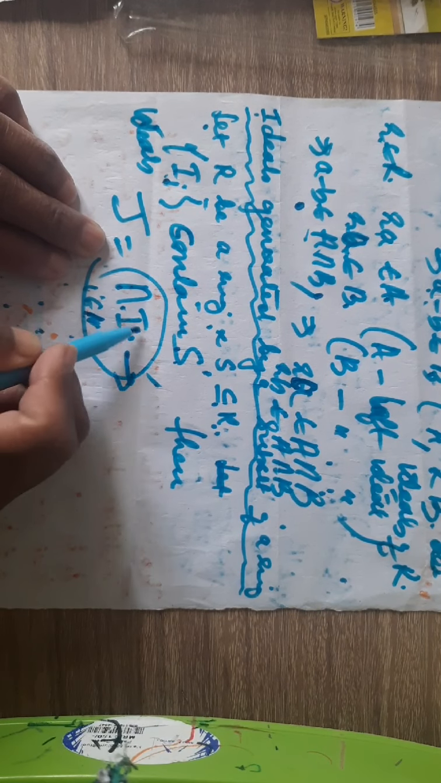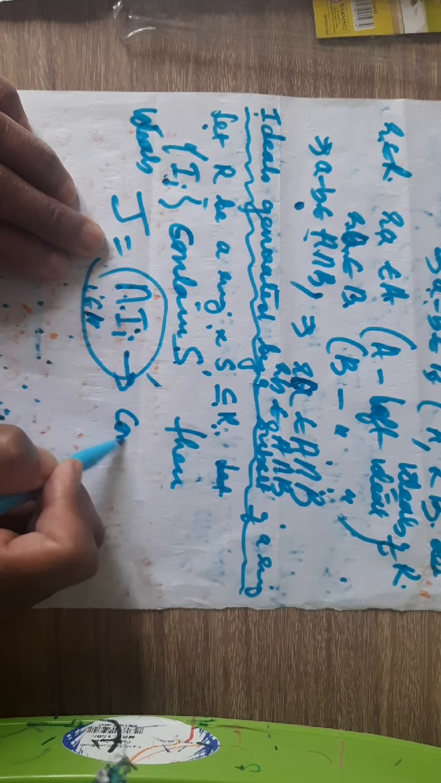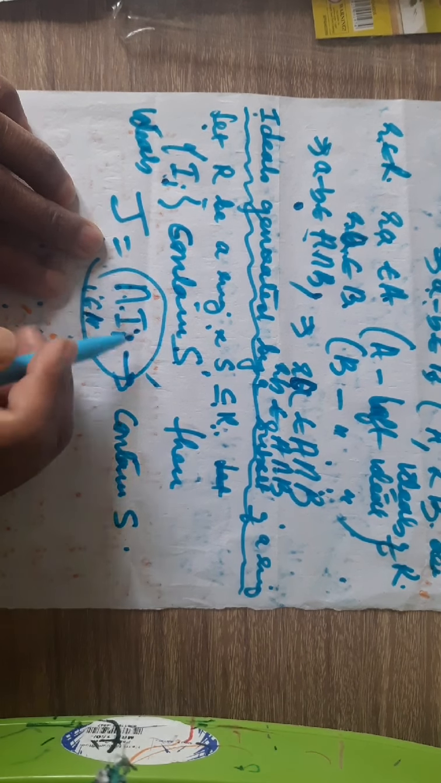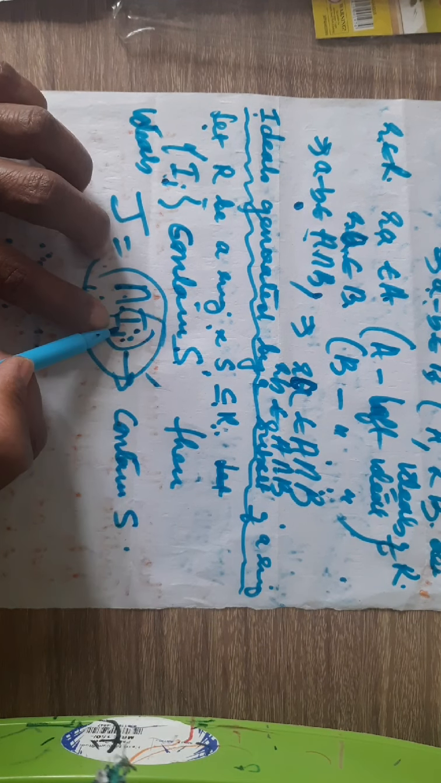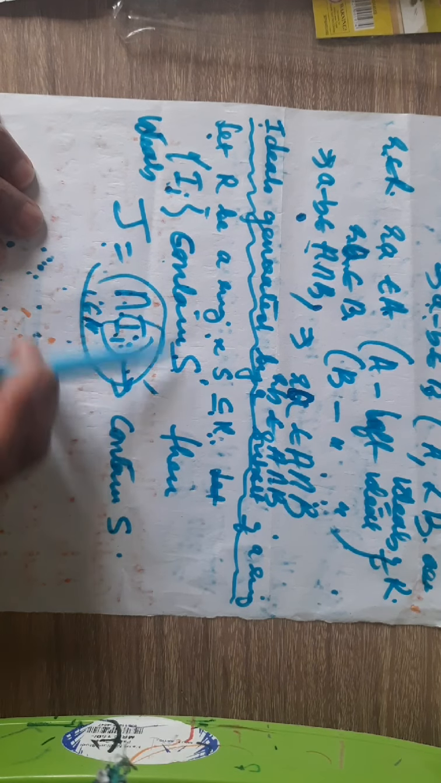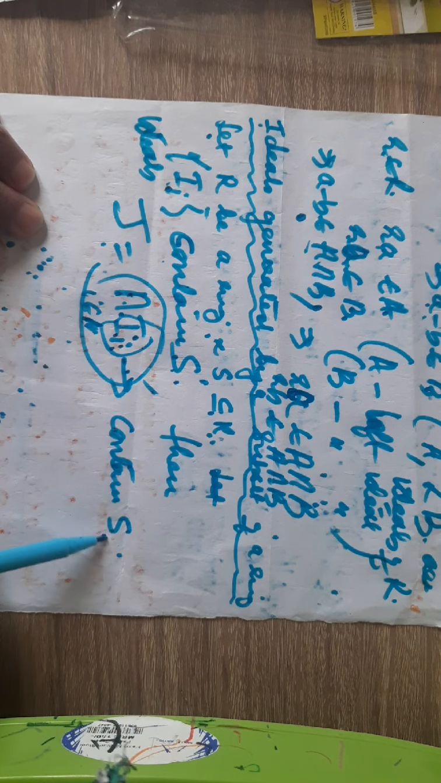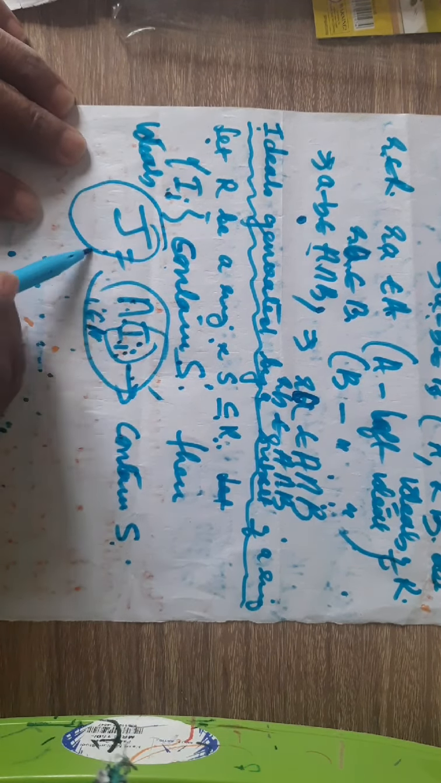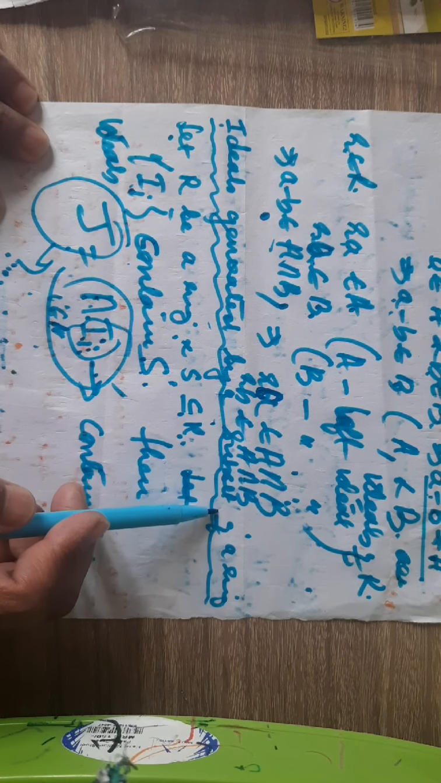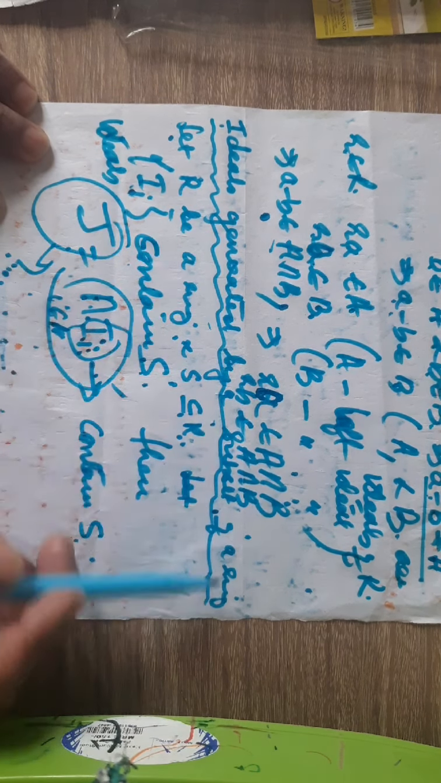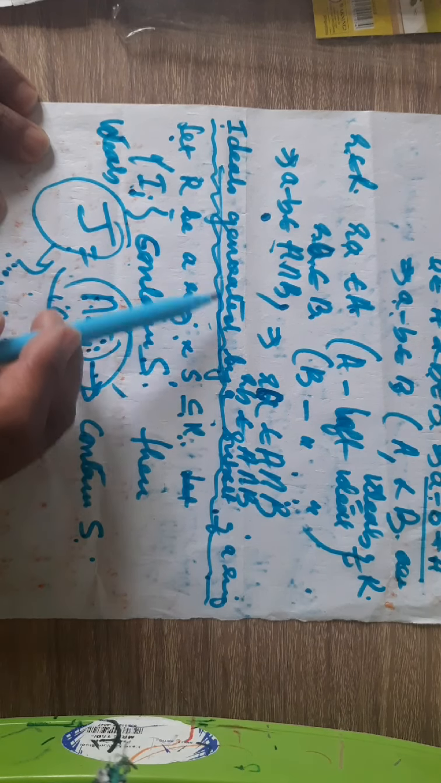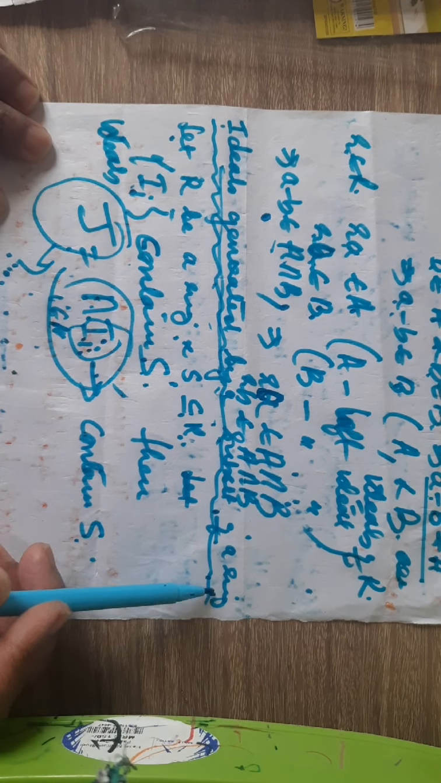But the intersection also will contain S, because each of these ideals, say I1, I2, I3 and so on, contains S. So their intersection also contains S, and therefore in this case J is called the ideal generated by a subset of a ring R. So that is the definition of the ideal generated by a subset of a ring.